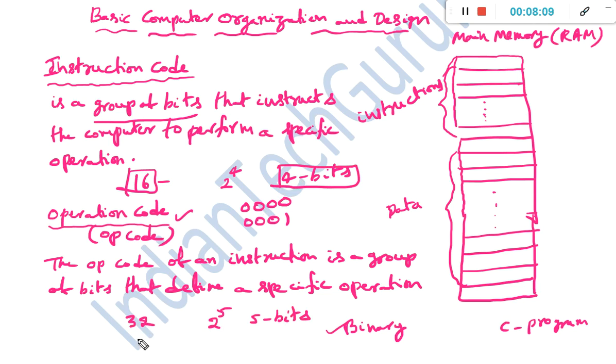In some other computer, assume there are 64 operations. Then we need a 6-bit code. For the opcode, we need 6 bits. So like this, we can define an operation code. 0000 may define a particular operation, 0001 may define another particular operation, and 1111 may define another operation. So like this, we have different operations.